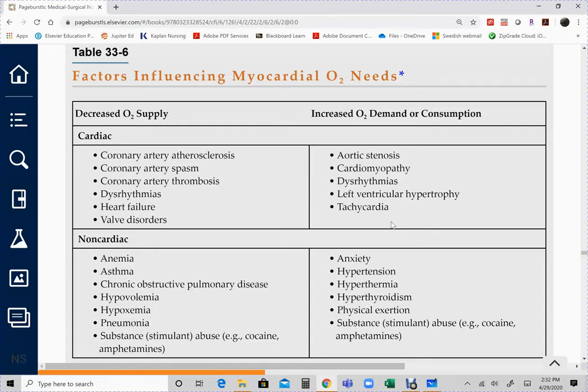Anxiety increases heart rate. Hypertension, there's high afterload, then there will be increased cardiac workload. Hyperthermia, same thing. Hyperthyroidism, so you have a high metabolic rate, heart rate increases, cardiac workload increases, physical exertion, and so on. So again, all of these conditions here result in increased heart rate and/or increased cardiac workload.